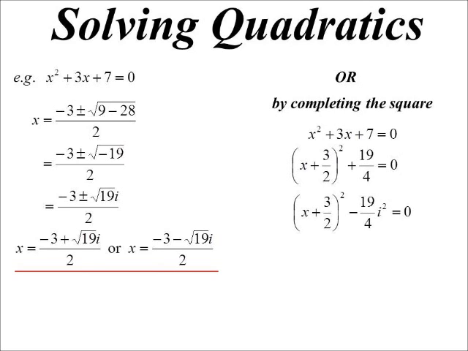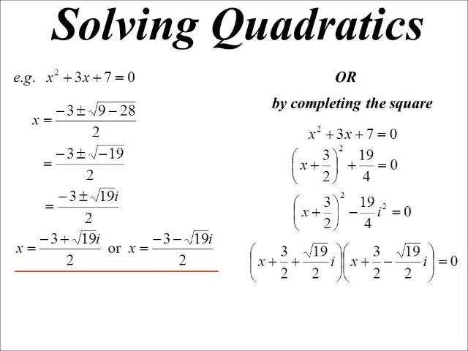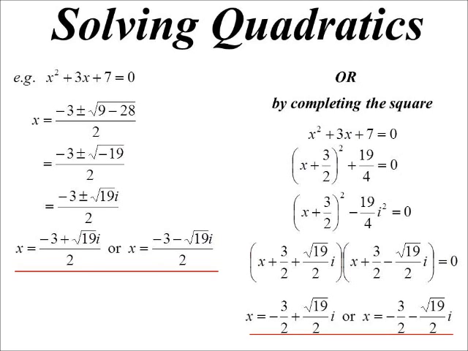So it then becomes x plus 3 on 2 plus the square root of 19 on 2 i, x plus 3 on 2 minus the square root of 19 on 2 i. So it gives us an alternative way, I guess, of solving quadratic equations. We could always just do completing the square for those. And, oh, well, again, there's the two solutions.